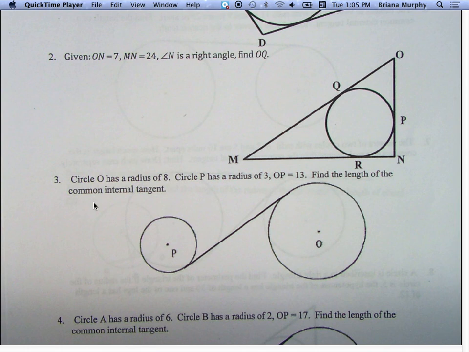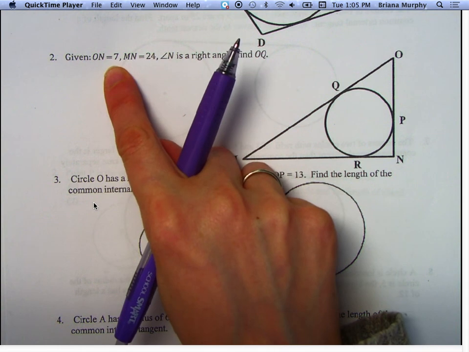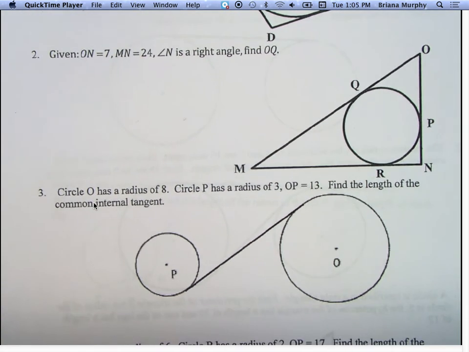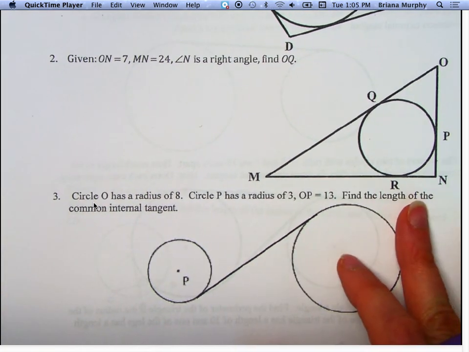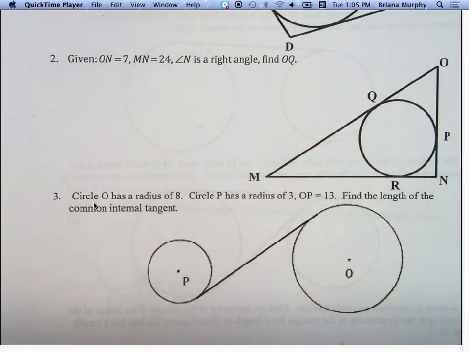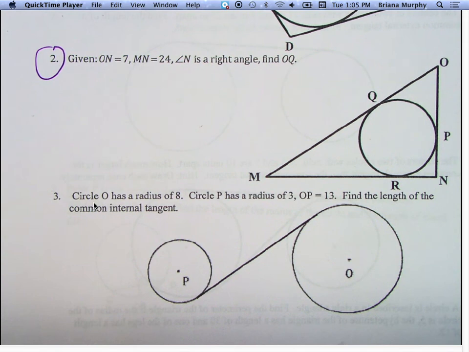All right. First, we've got ON equals 7. MN equals 24. And N is a right triangle. And we're going to find OQ. No, we're not doing number 1. Number 1 you're going to do all on your own. I'm going to do 2, 3, and 5. Okay? Then you'll do the rest on your own.